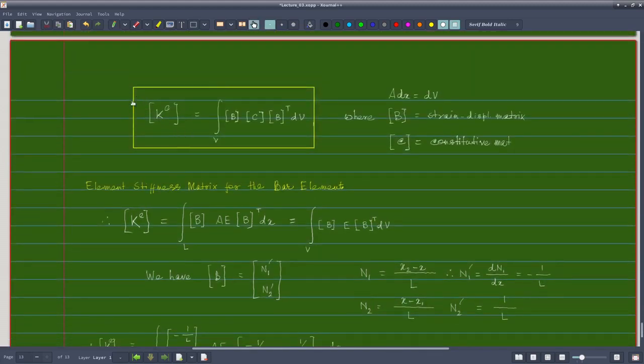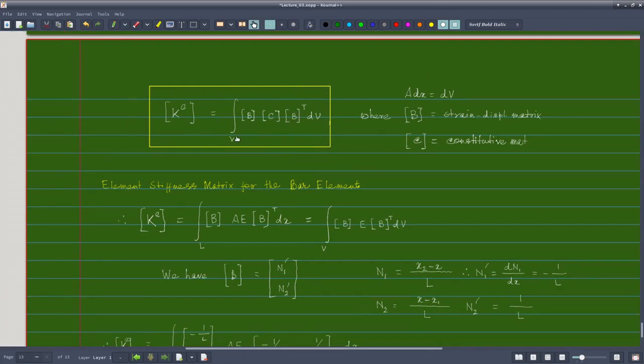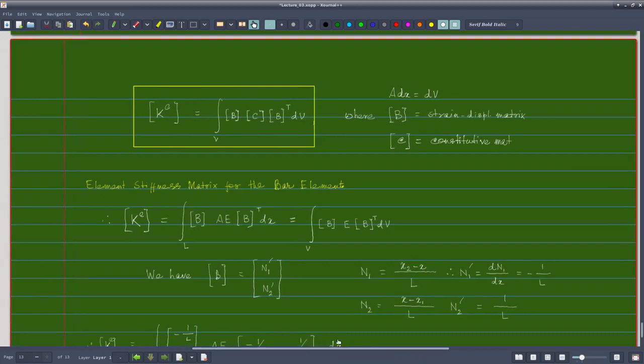Okay, that's why this is a very important formula. This general expression for element stiffness matrix is a very important formula. It is given by the volume integral of B into C into B transpose dV, where B is my strain displacement matrix and C is my constitutive matrix.